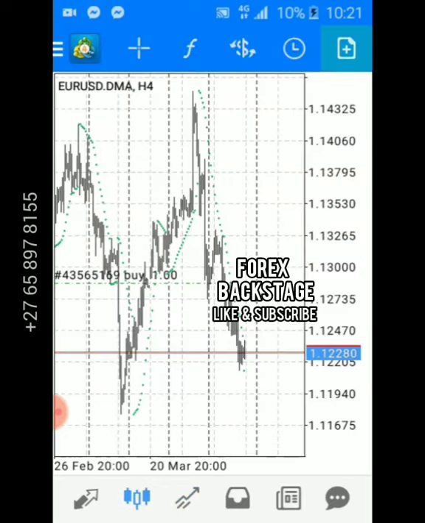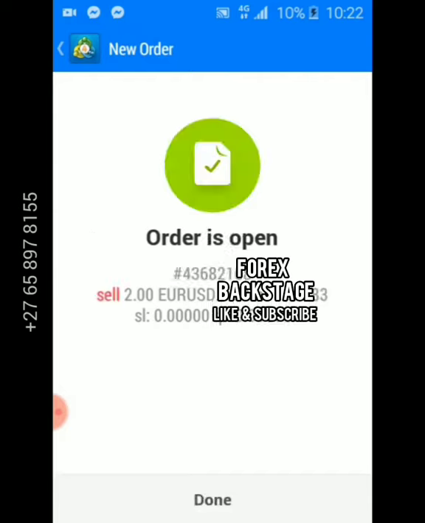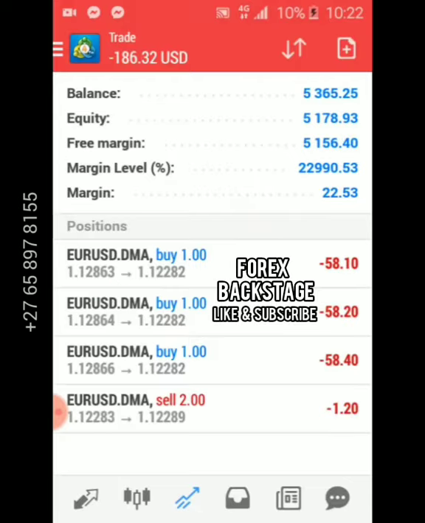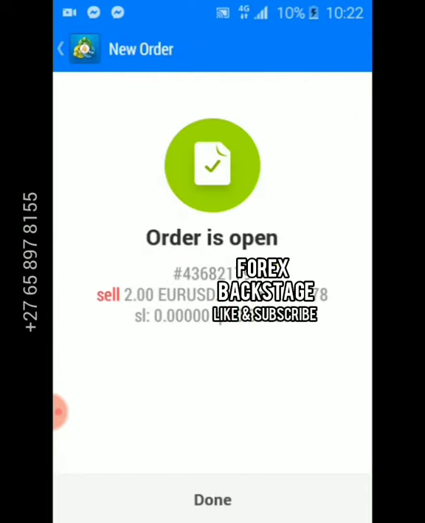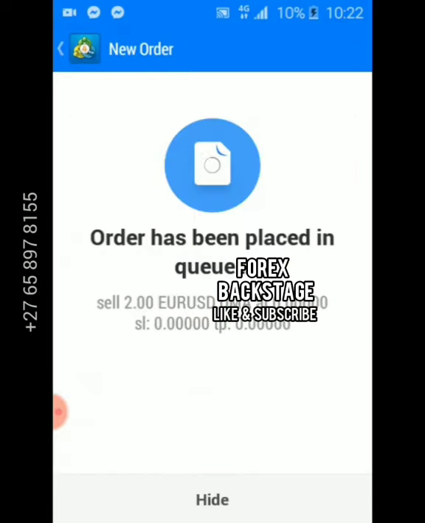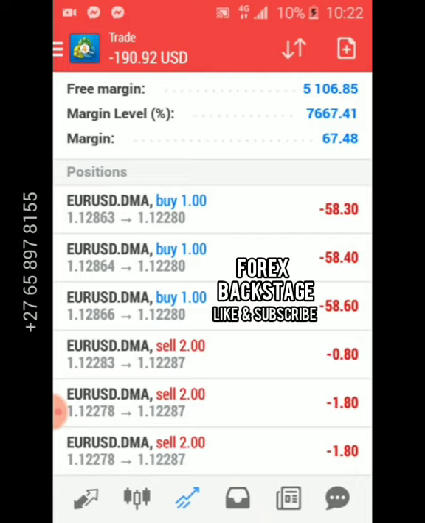I convert it to a profit by executing 2.00, not 20 but 2.00. I go sell. Is it sell? Yeah, it's sell because those trades are buy. Then I go sell. Yes, sell 2.00, sell 2.00, sell 2.00. Okay, I'm starting the same process again.